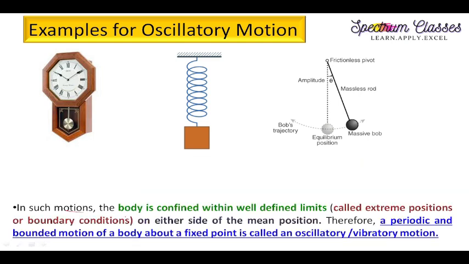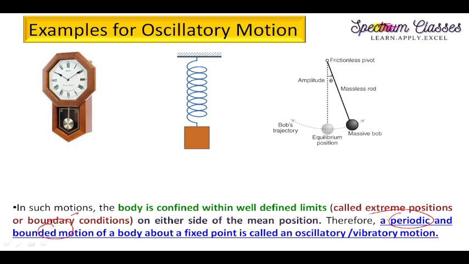Then the next point is that in such motions the body is confined within well-defined limits. This is again a very important point, and we are going to discuss it during simple harmonic motion. These are called the extreme positions, or boundary conditions, on either side of the mean position. So two conditions are there: periodic as well as bounded motion. These two are very, very important points. Periodic and bounded motion of a body about a fixed point is called oscillatory or vibratory motion. So this is the complete definition.